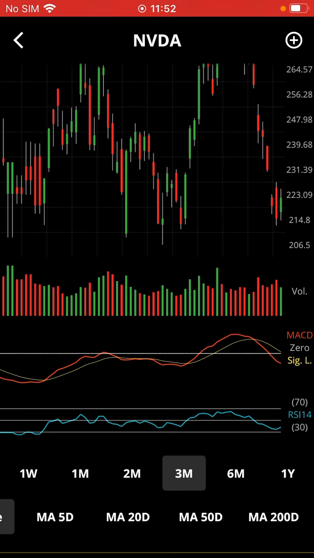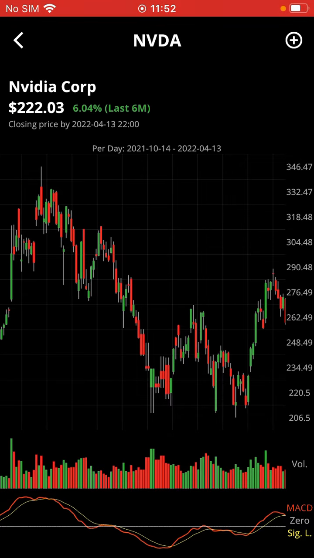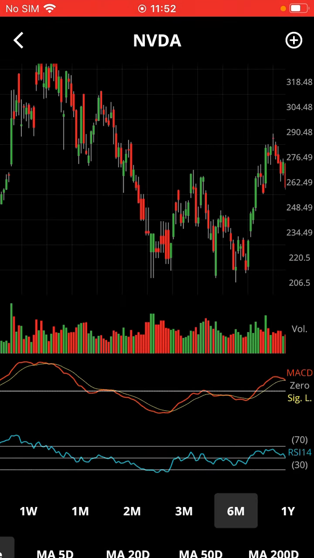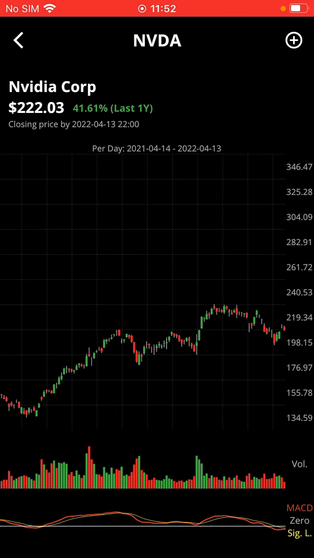If you have a look at the last 6 months, at top here you see that the price of the stock has actually gone up by 6% based on the latest closing price of Nvidia. If you have a look at the last 1 year, the price has actually gone up by 41%.